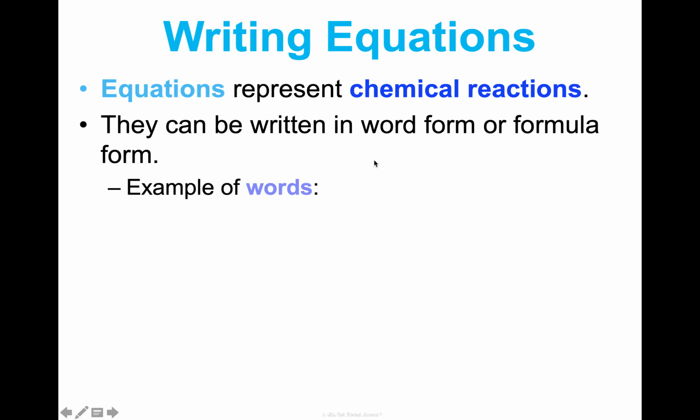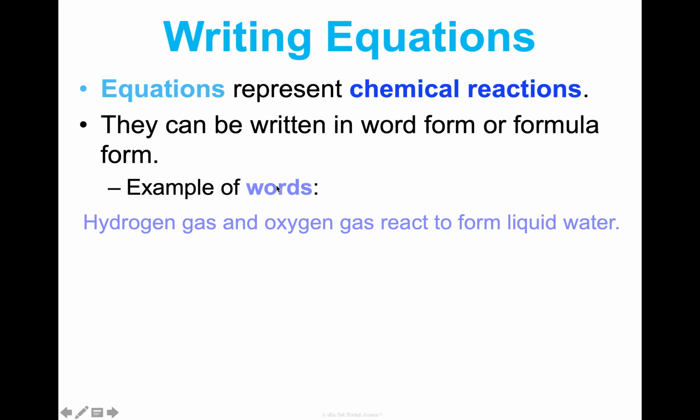So when I say it can be written in word form or formula form, here's what I mean. Here's an example of a word equation. You could say hydrogen gas and oxygen gas react to form liquid water. That is a chemical equation that you've written out that's representing a chemical reaction occurring here.